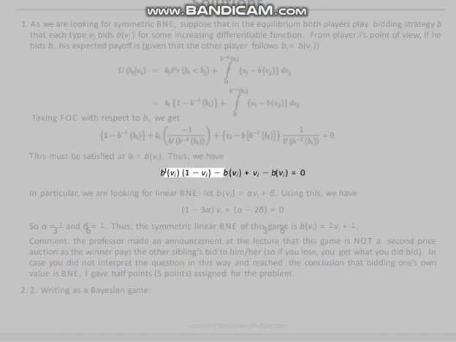Thus we have B'(Vi)Vi(1 minus Vi) minus B(Vi) plus Vi minus B(Vi) equals 0. In particular, we are looking for linear BNE. Let B(Vi) equal alpha Vi plus beta.